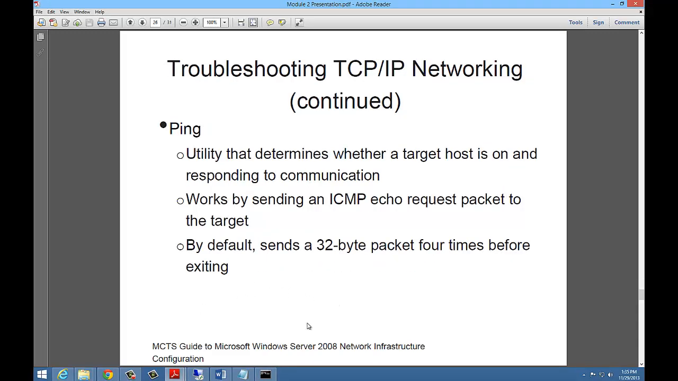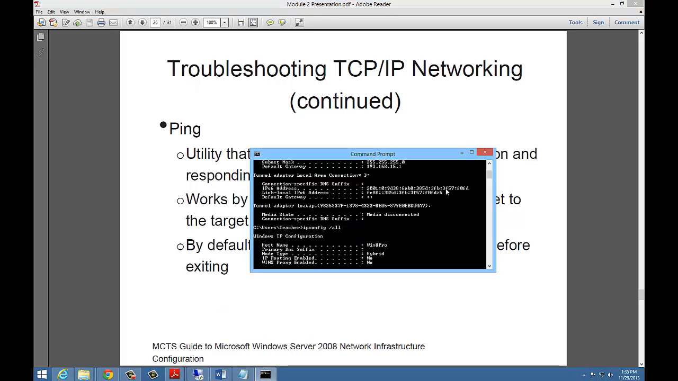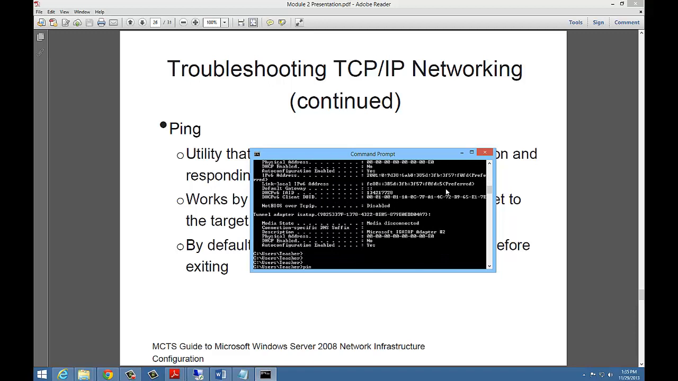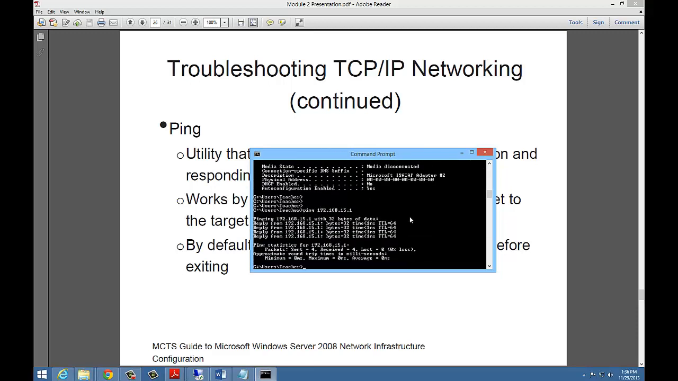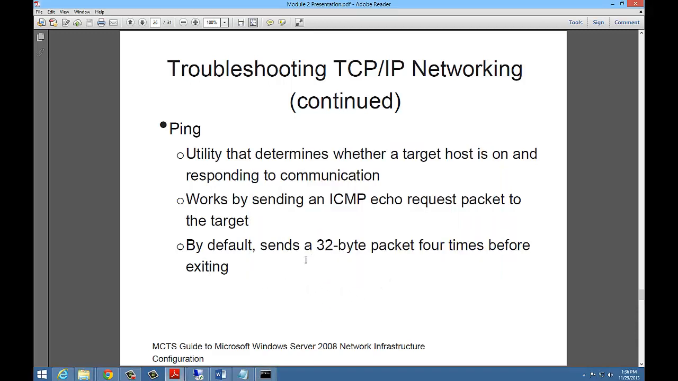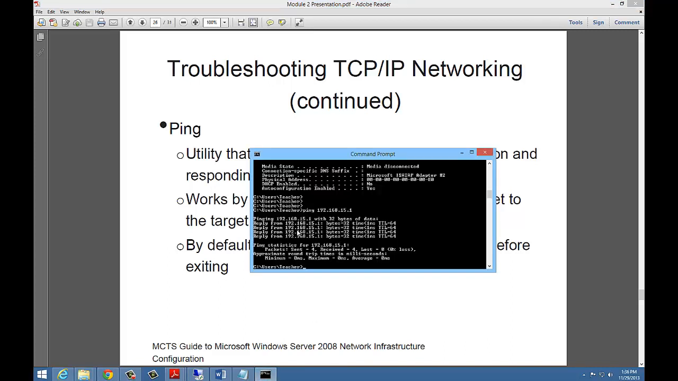The ping utility tells me whether or not another device is responsive. I can tell if that device is up or my device is up just by using ping. I'll go ahead and type ping, and I'll put in my router address. If it responds, then I know that I can communicate with it. This is a great way to tell if the devices you're connected to are working properly. By default, it sends a 32-byte packet 4 times before exiting. So you can see there are the 4 packets, and the byte size is 32.